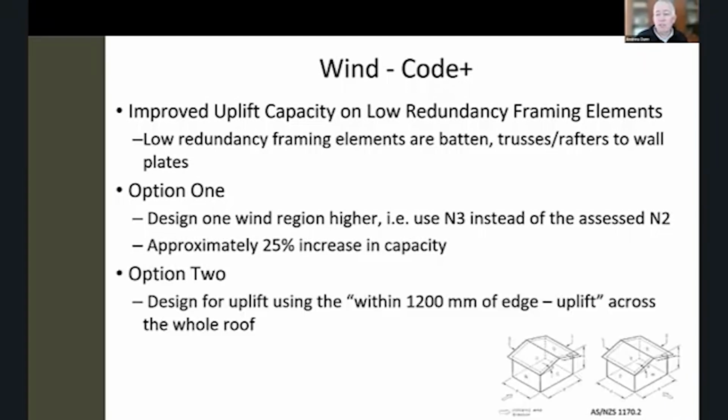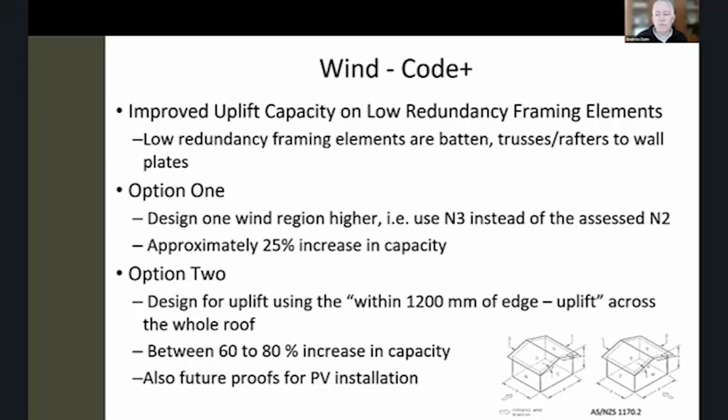Another option is to design the entire roof for the edge capacity, so that the 1200 millimeters from the edge, which is required to have a higher uplift capacity, applies to the entire roof. That gives you a 60 to 80% increase in capacity, and it also future-proofs for you putting PVs onto the roof at a later date, so you don't need to upgrade your fixings and fasteners when you put photovoltaics in.